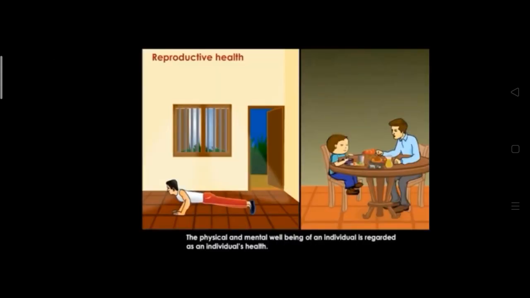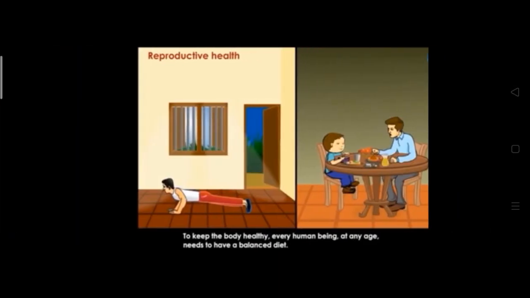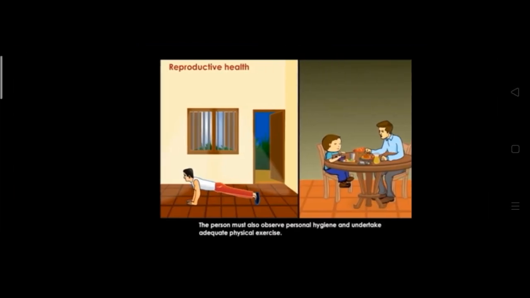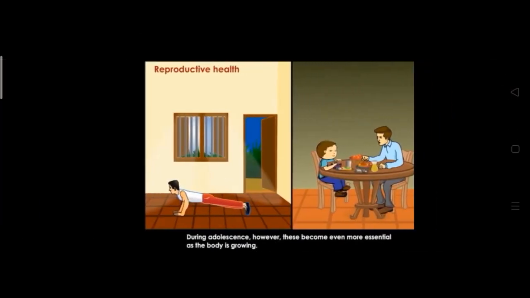Reproductive health. The physical and mental well-being of an individual is regarded as the individual's health. To keep the body healthy, every human being at any age needs to have a balanced diet. The person must also observe personal hygiene and undertake adequate physical exercise. During adolescence, however, these become even more essential as the body is growing.